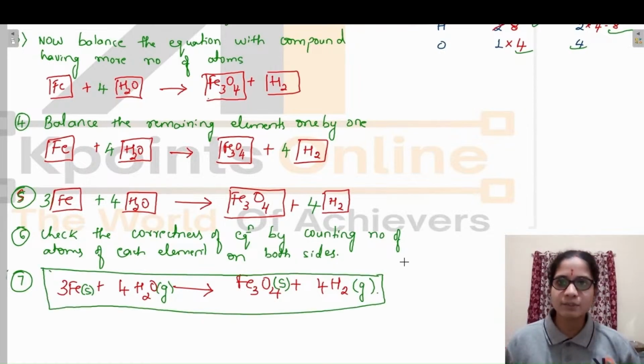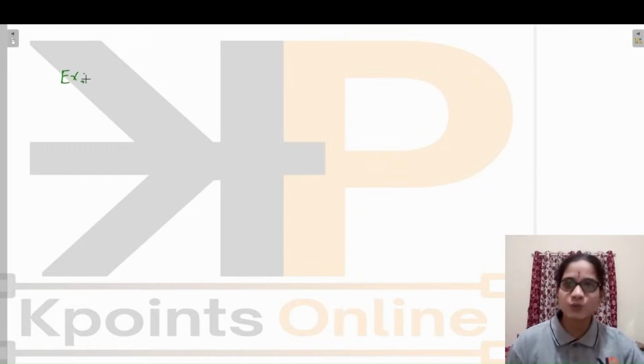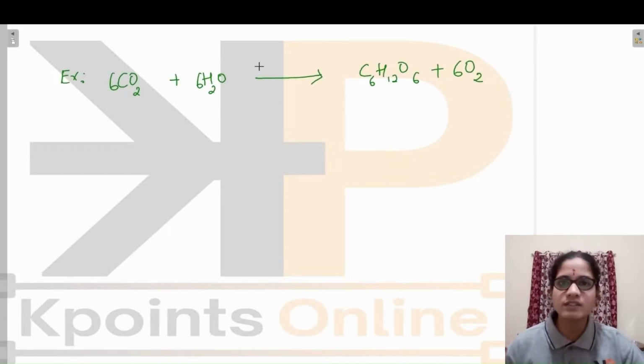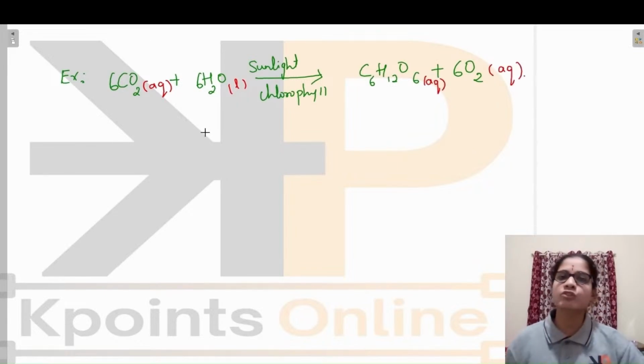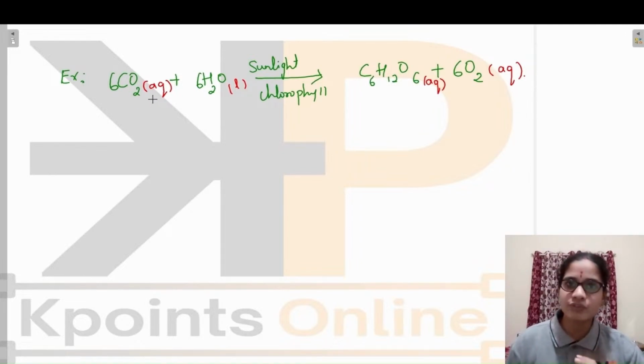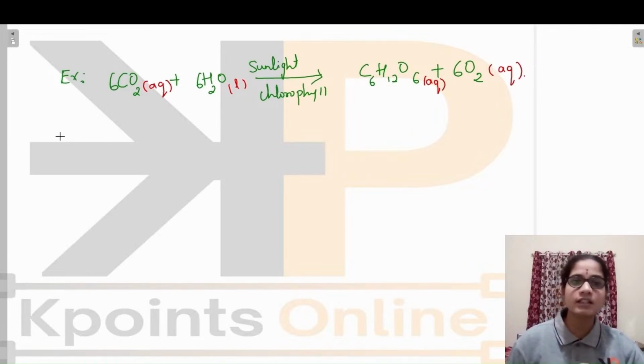Let us see some examples of balanced chemical equations. Photosynthesis reaction, where plants use sunlight and chlorophyll, and carbon dioxide and glucose, oxygen are in the dissolved form. So this is an example of a balanced chemical equation where we have made the specifications of physical states. The number of atoms of each element is the same on both sides of the reaction, and the condition under which the reaction takes place is also mentioned here. So this is a balanced chemical equation.